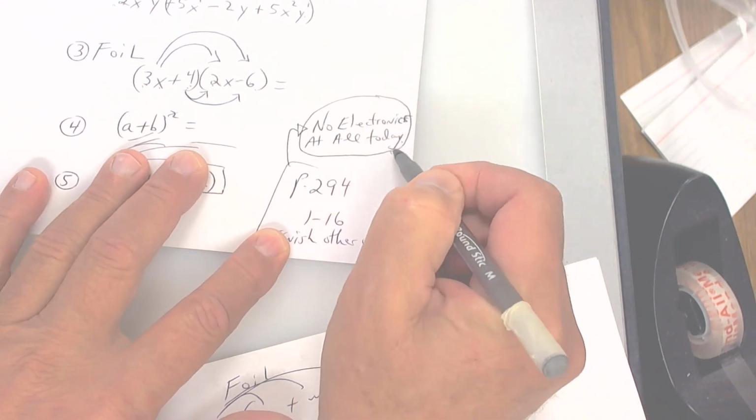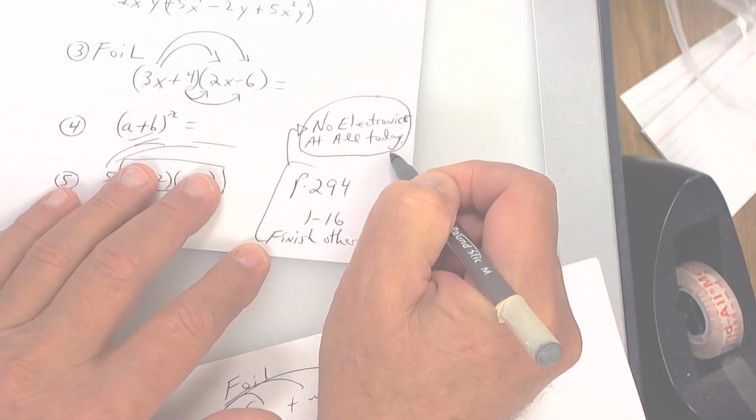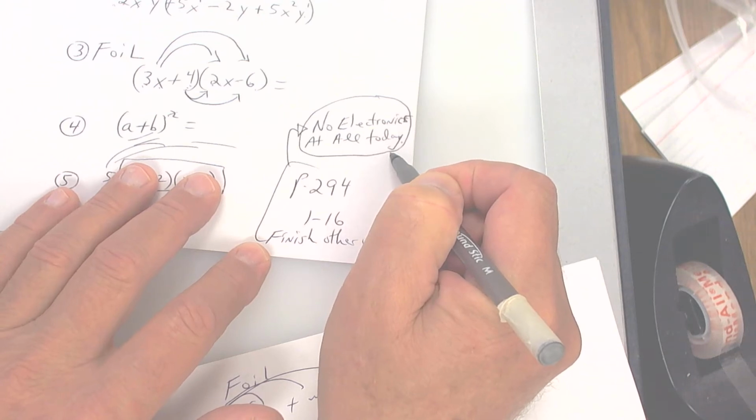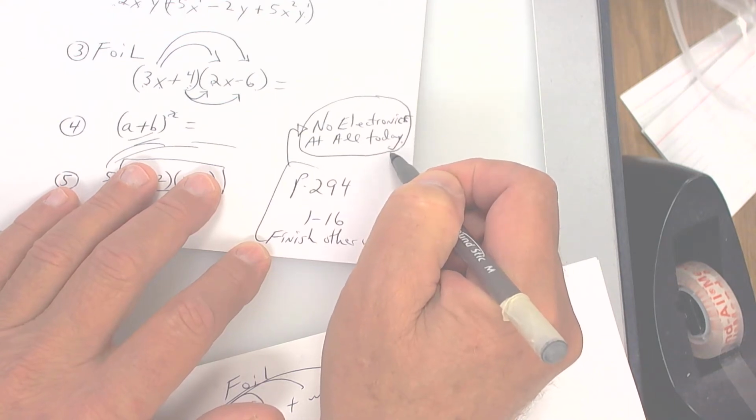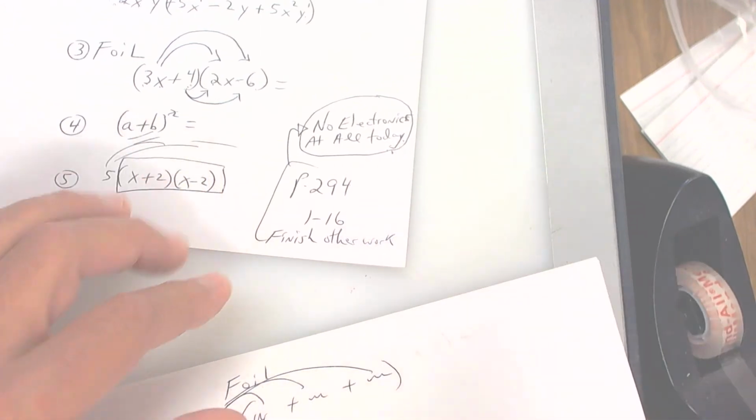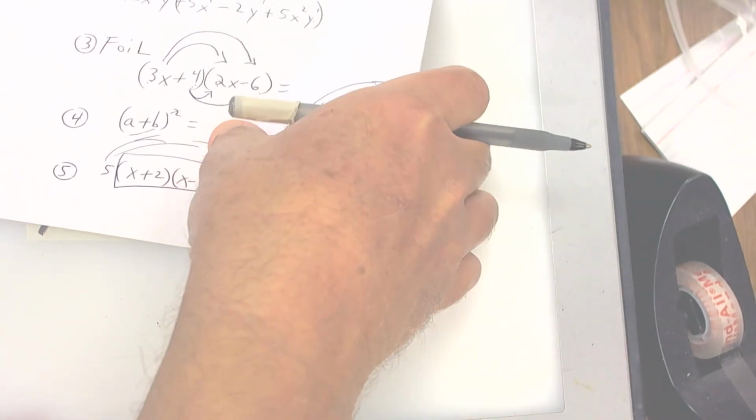No electronics. And I mean that. If I see you with your phone out, I don't care if it's the last minute of class, it's coming on my desk. And you're going to have to come back at the end of the day and get it. No games. Okay, put your phones away. All right, well, that's it for that. Now let's go on to geometry.